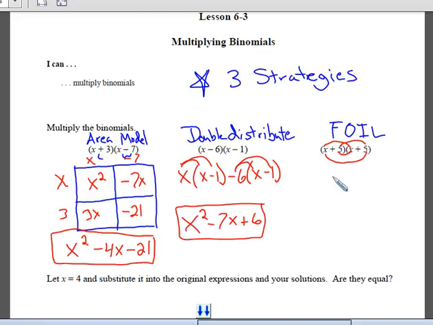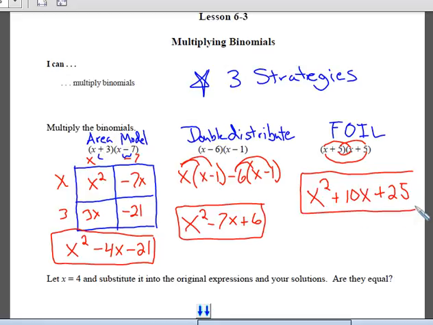And when you do FOIL, again, I know what the answer is, but I can actually still do it in my head because I know what it looks like. I end up with x squared plus 10x plus 25. So if you notice, I multiplied 2 binomials together, and in all 3 cases I got a trinomial for an answer. That's not always going to happen, but it does for these.